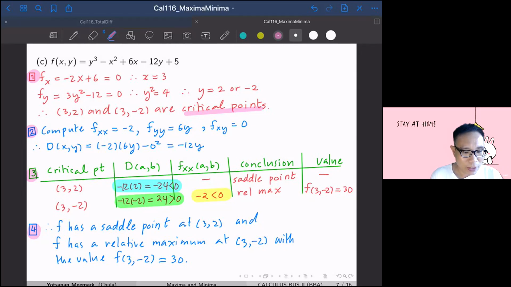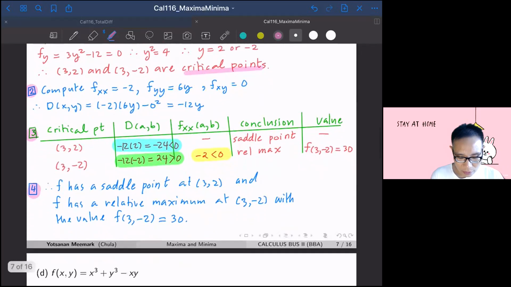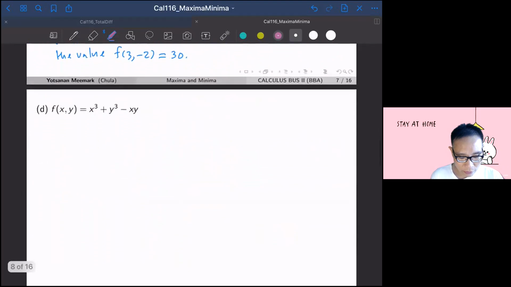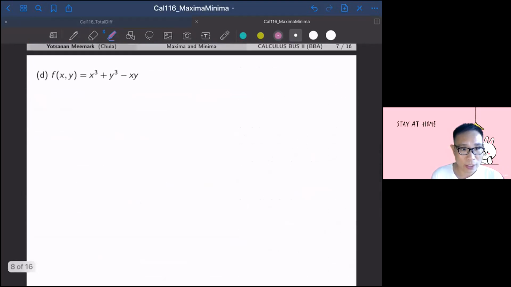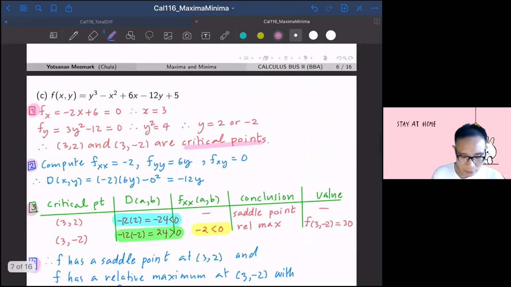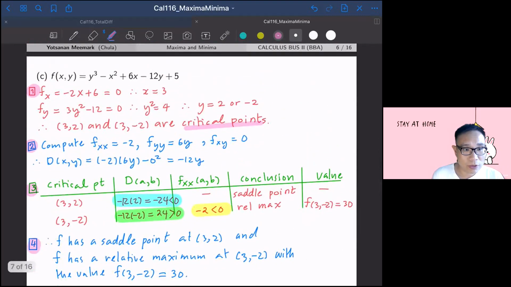Okay, so I'm going to stop here, and I'm going to do more examples D, E, and F in the next video, so that you can see more examples. This one is just the introduction to the second derivative test.